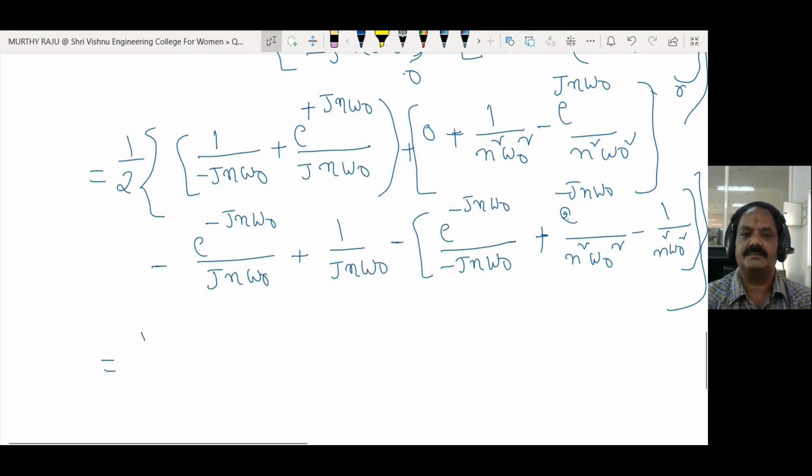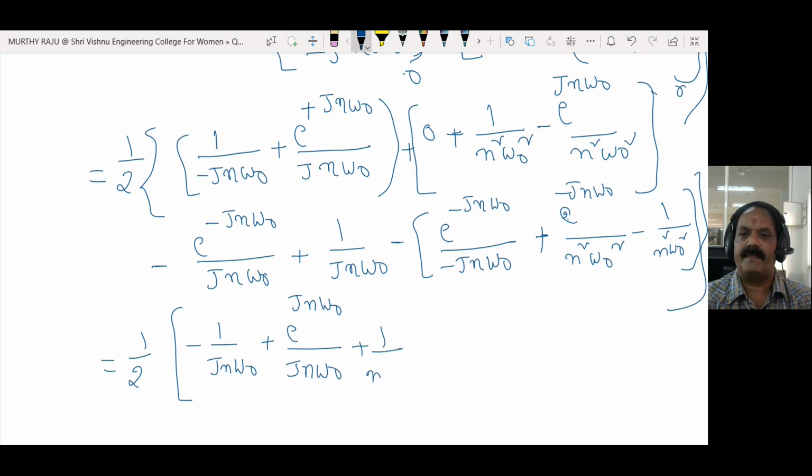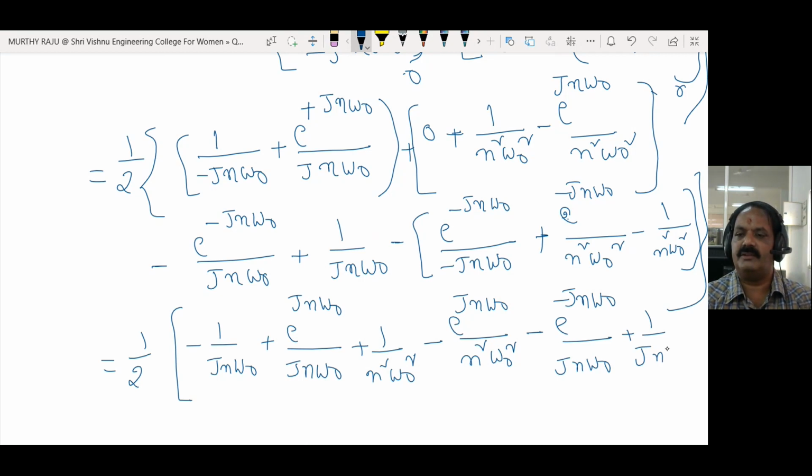That is equal to 1/2 times: minus 1 by jnω₀ plus e^(jnω₀) by jnω₀ plus 1 by n squared ω₀ squared minus e^(jnω₀) by n squared ω₀ squared, plus e^(-jnω₀) by jnω₀ plus 1 by jnω₀.